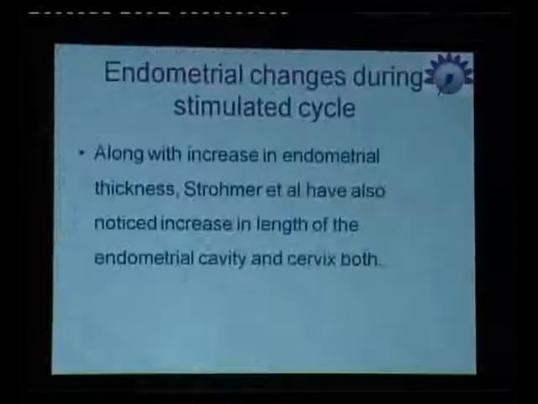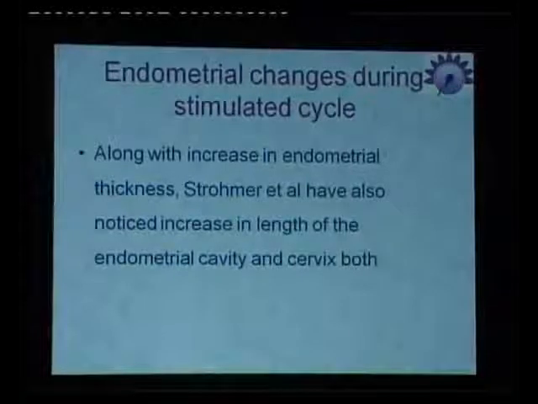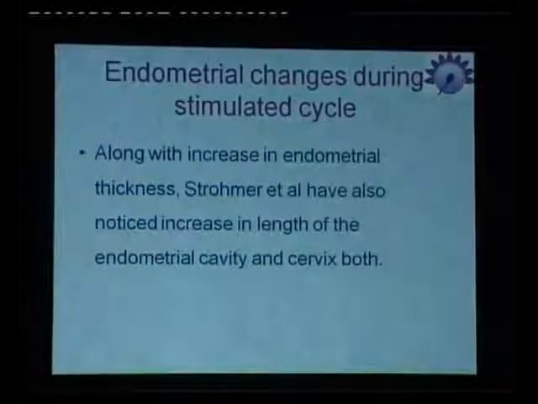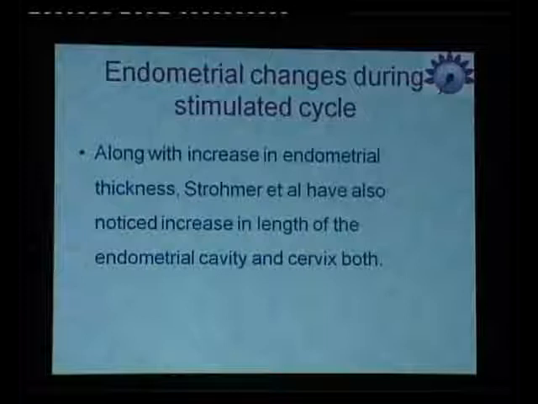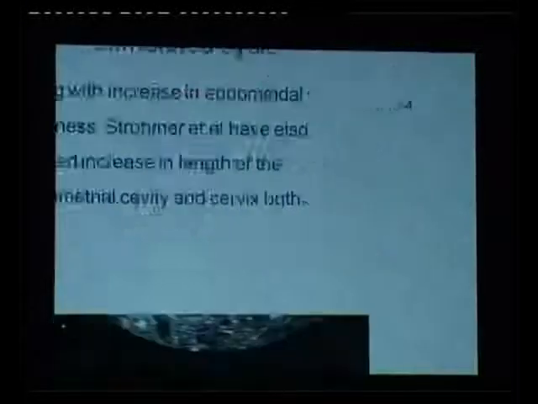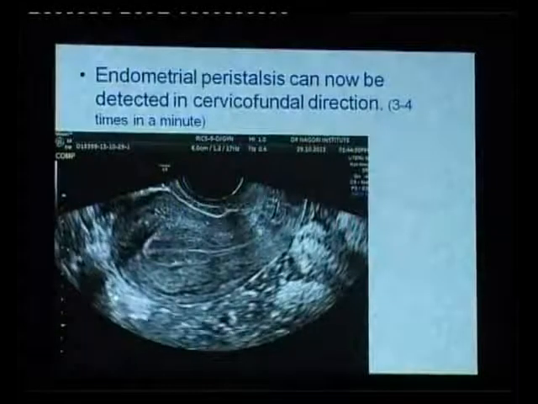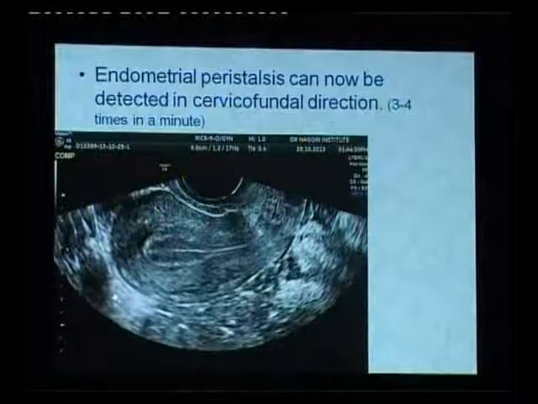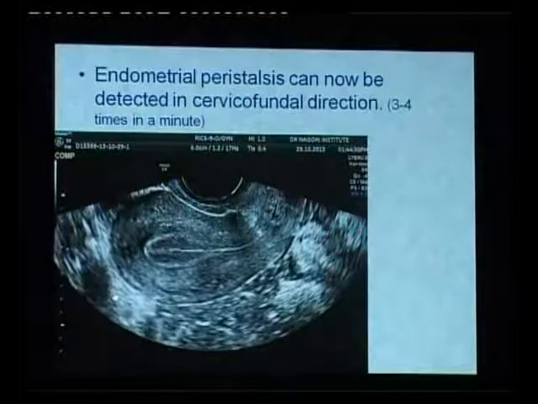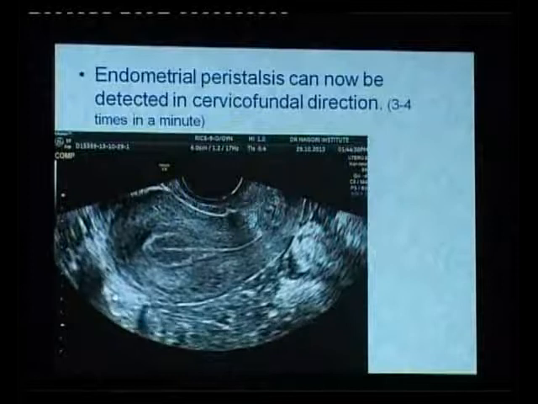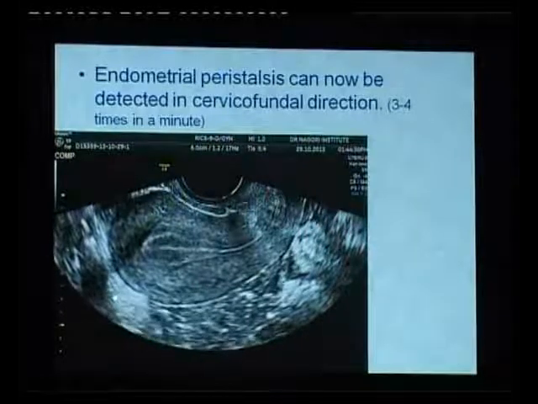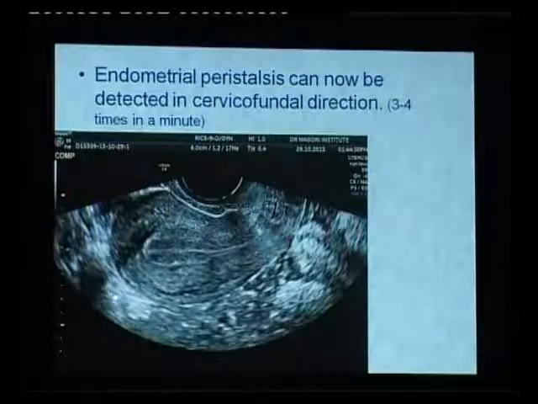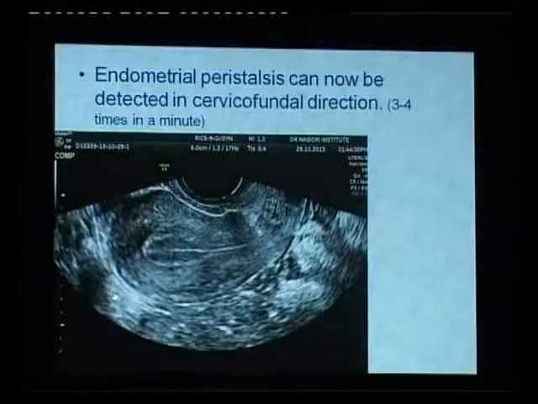spontaneous cycle. Along with the increase in the endometrial thickness, Stromer et al. have also noticed a mild increase in the length of the endometrial cavity, though it is not noticeable by most of us. Endometrial peristalsis also can be seen, and the normal number of peristalsis should be 3 to 4 in a minute for good receptivity.